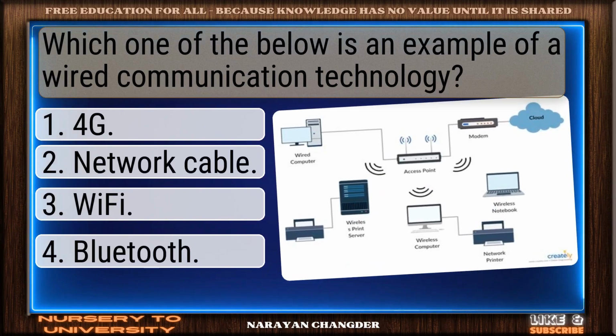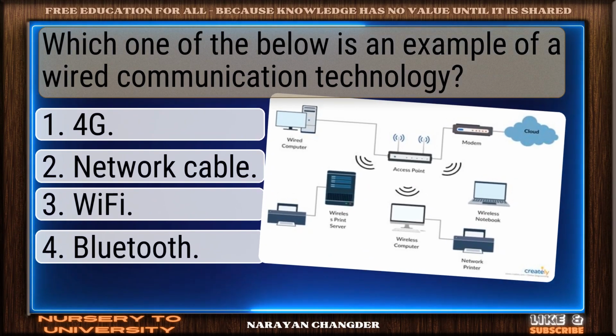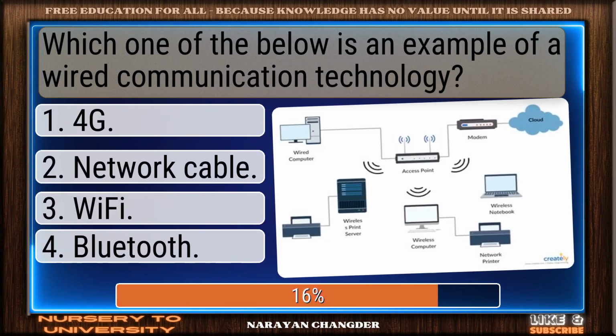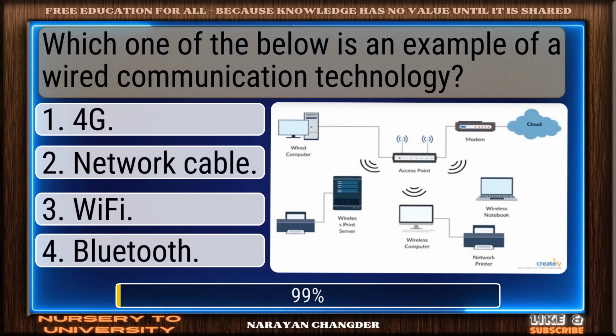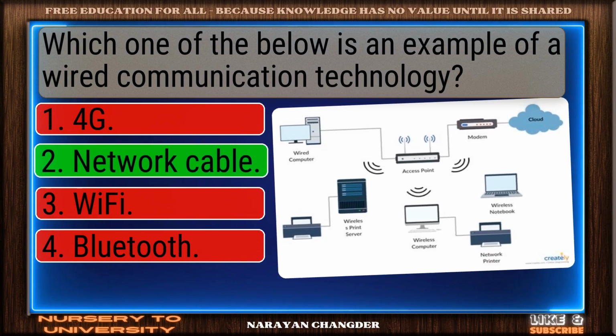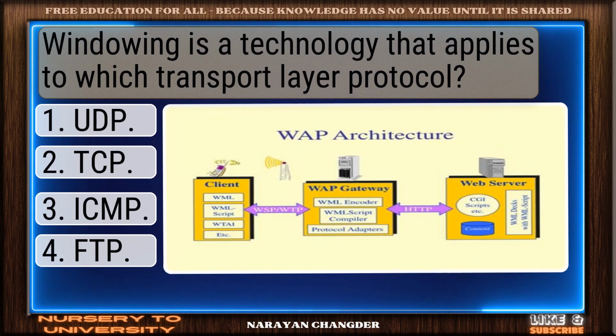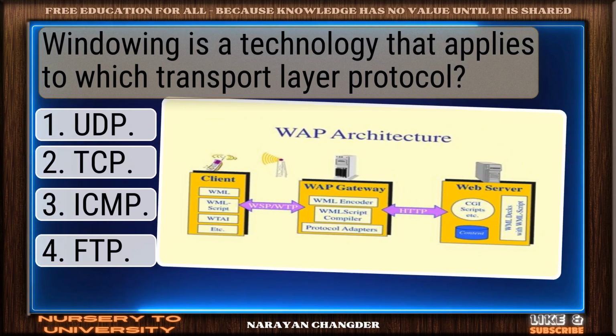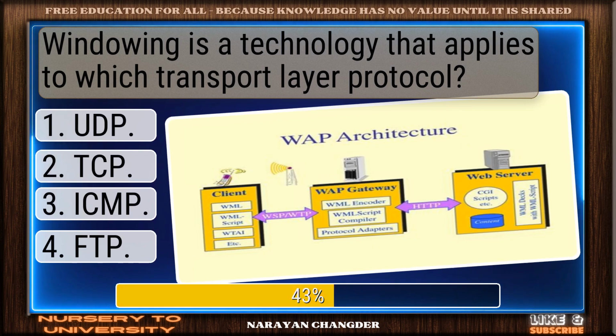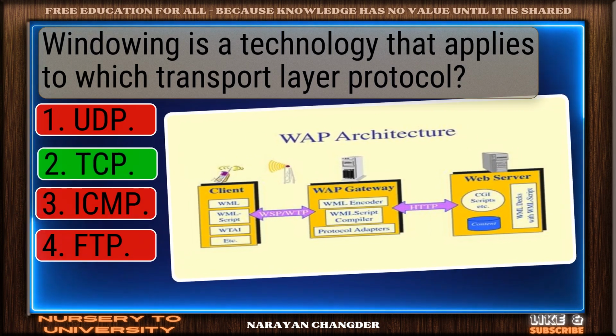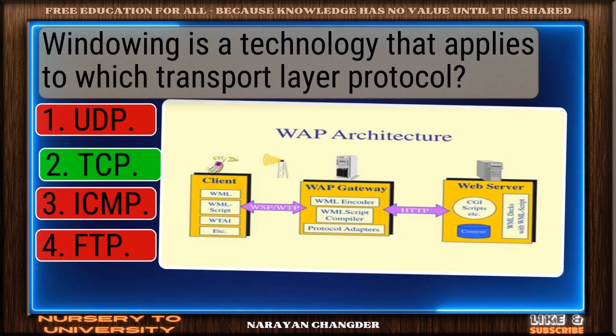Which one of the below is an example of a wired communication technology? Smart move. Network cable is accurate answer. Windowing is a technology that applies to which transport layer protocol? Well reasoned. TCP is correct.